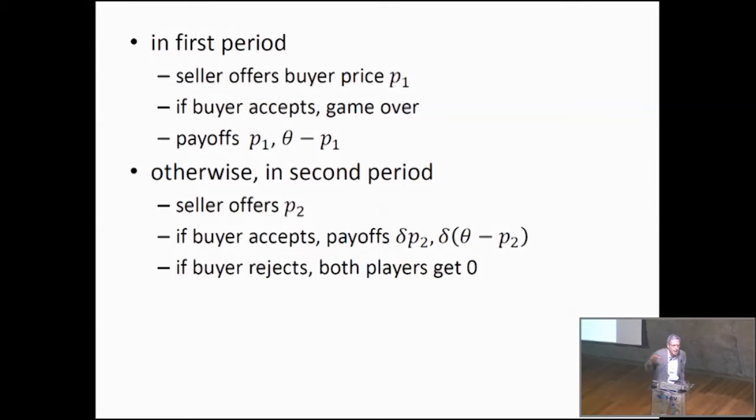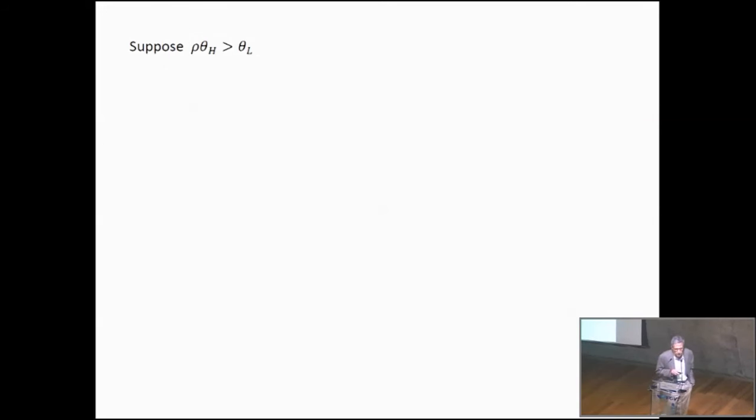So very simple game. This is a game which probably many of you have seen. It's a sort of textbook example of incomplete information in dynamic games. But let me show you that it has no Markov equilibrium, which is quite interesting. And here's why. Let's suppose that the probability of the high type is high enough so that this inequality is satisfied. So rho theta h is bigger than theta L. This will give the seller the incentive to set a high price rather than a low price, even when he's not sure that the buyer is of a high type.